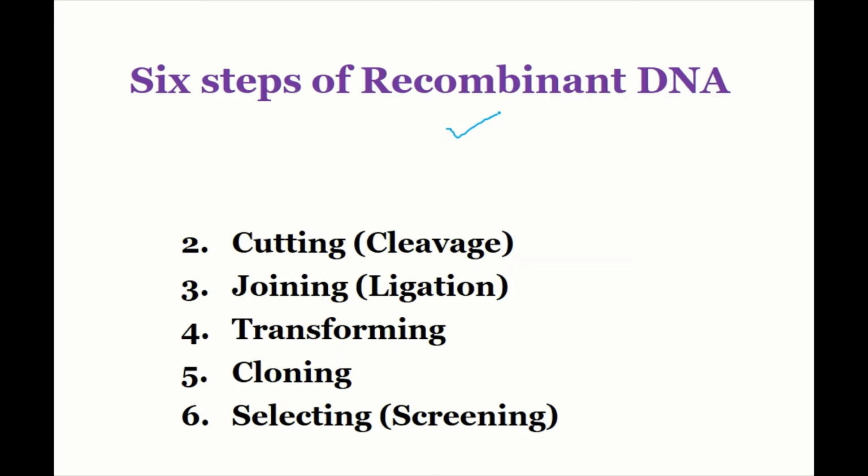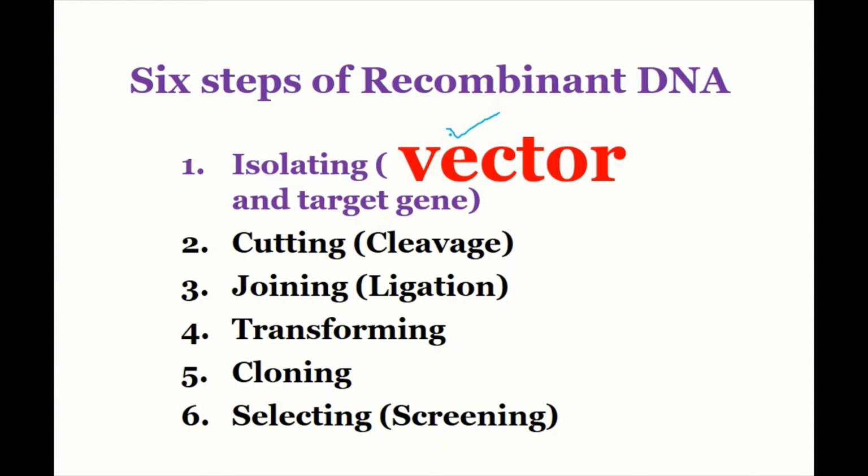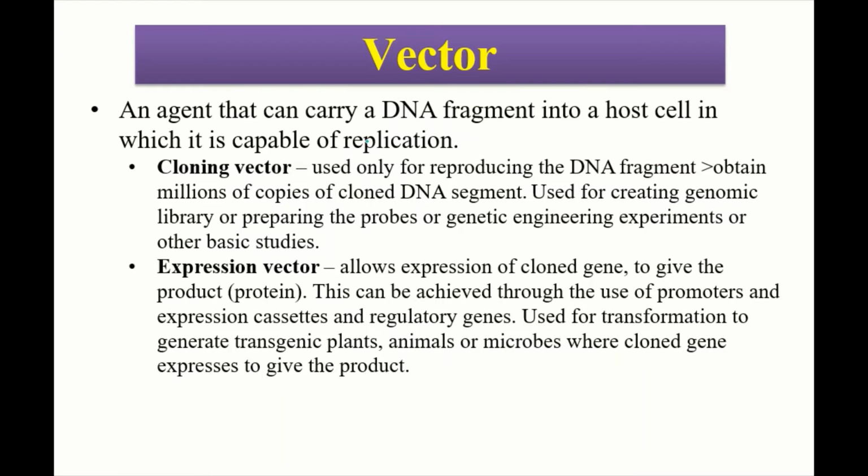The first step of recombinant DNA technology is isolation of the vector genome as well as your target genome. Today we'll be focusing on the vector genome. A vector is an agent that can carry a DNA fragment into a host cell in which it is capable of replication. We have two different types of vectors: cloning vector and expression vector.